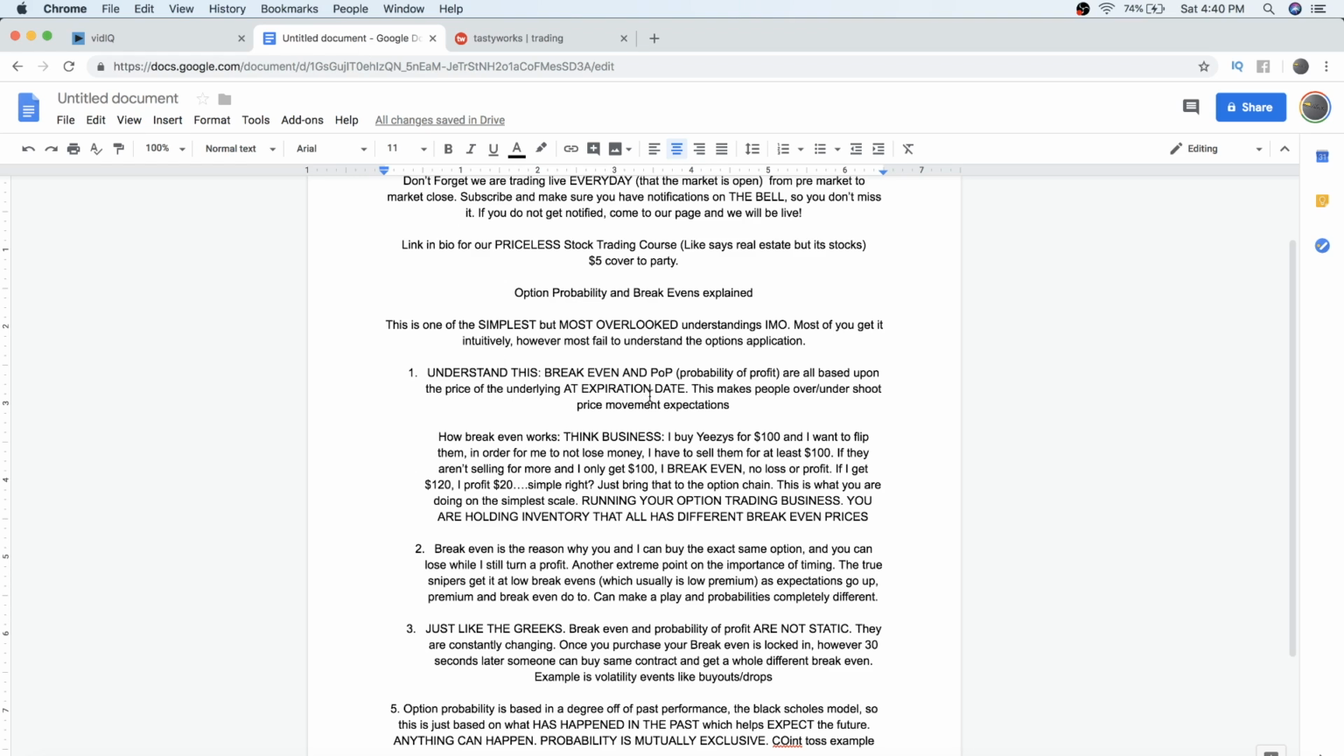So this is what I wanted to say. The number one thing people miss is that probability of profit and break even price, it's all based upon the price at expiration date. So the probability of your option being profitable, it's based upon expiration. So a lot of people think, okay, this option has a 30% probability that I'm going to make money. No, that's not what it's saying. It's saying there's a 30% probability that it will go past your strike price and the price you paid.